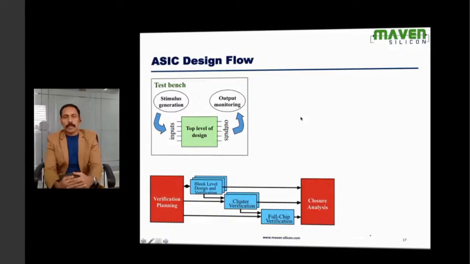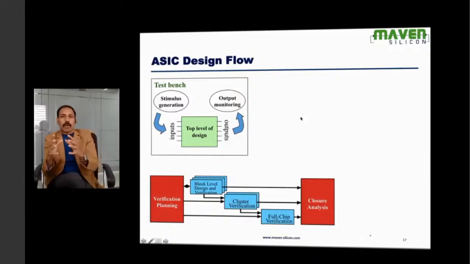When it comes to chip level, we follow black box verification because the chip uses pre-verified blocks. So we don't really need to verify each and everything inside the chip. We are going to look at only the inputs and outputs. We apply stimulus and then we look at the output and how the transformation happens between input and output. That's how we look at full chip level verification.